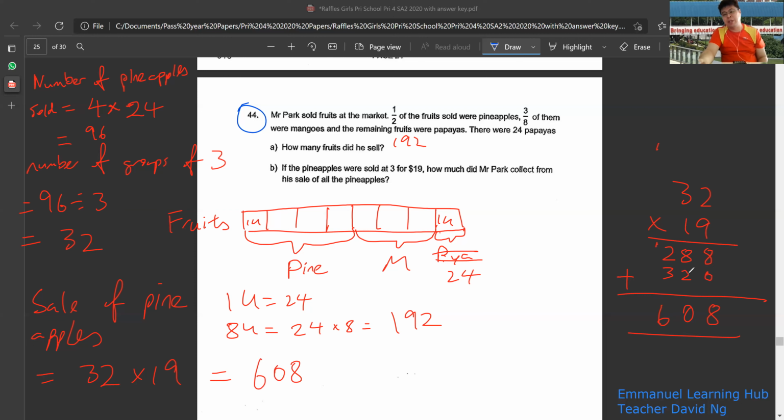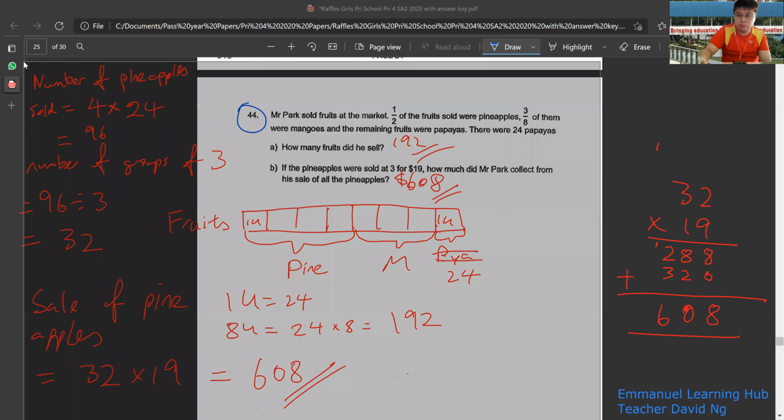Why can't you tell me the correct answer earlier? You know how to times and add. Why can't you tell me the correct answer earlier? Don't know. So the answer is 608. Okay. Understand? Yes.